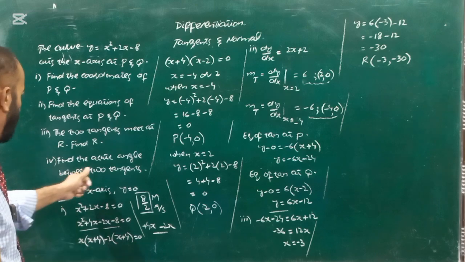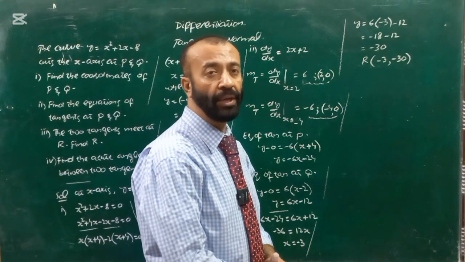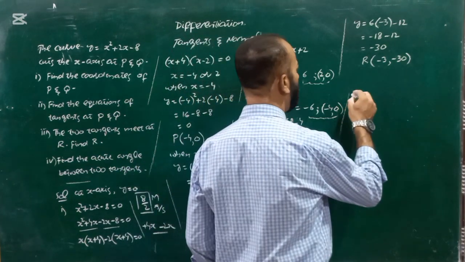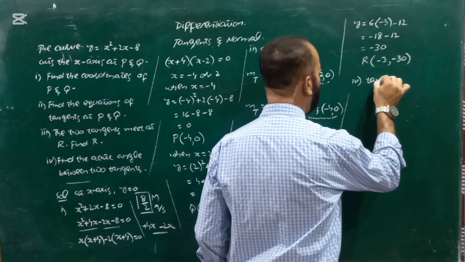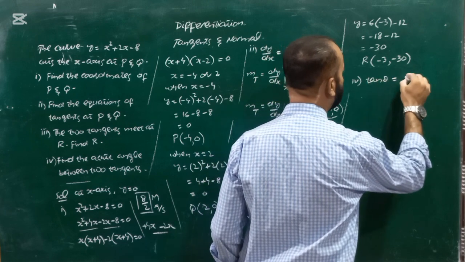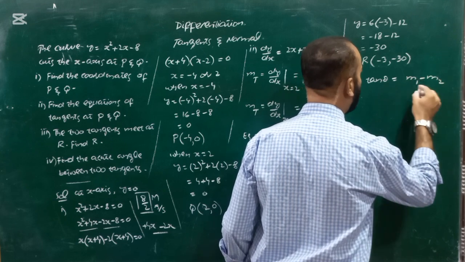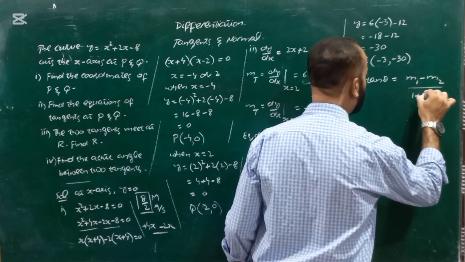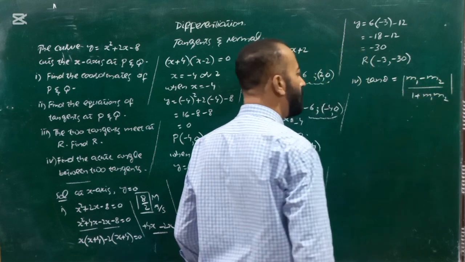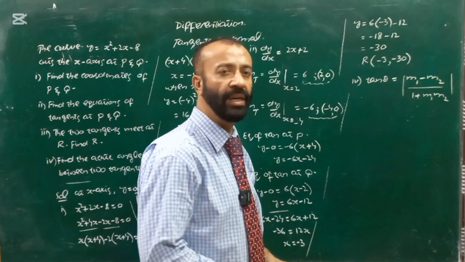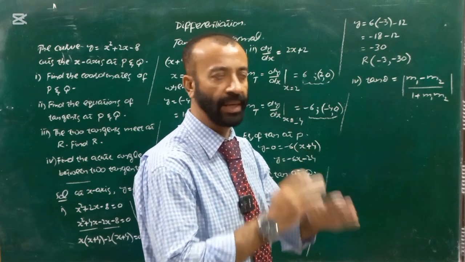The last part: find the acute angle between two tangents. Another concept of coordinate geometry will be used. So the acute angle, fourth part. tan theta equals mod of m1 minus m2 over 1 plus m1 m2. So this was the formula in coordinate geometry for finding the acute angle between two intersecting lines.